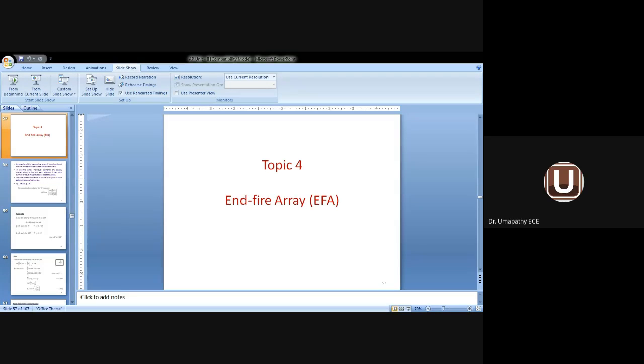Okay. Now two students are asking. One is regarding the beam width. Another one is the major lobe. Let me go to the presentation again.